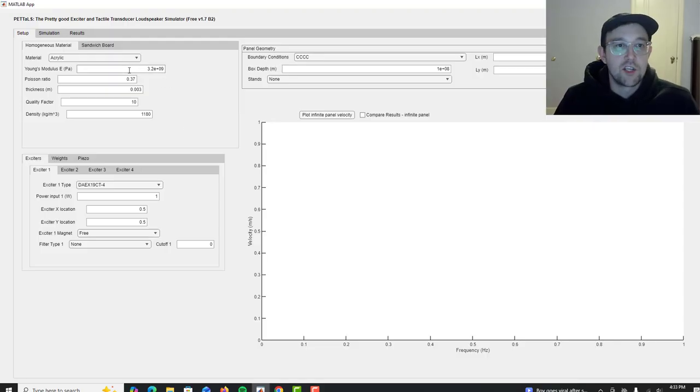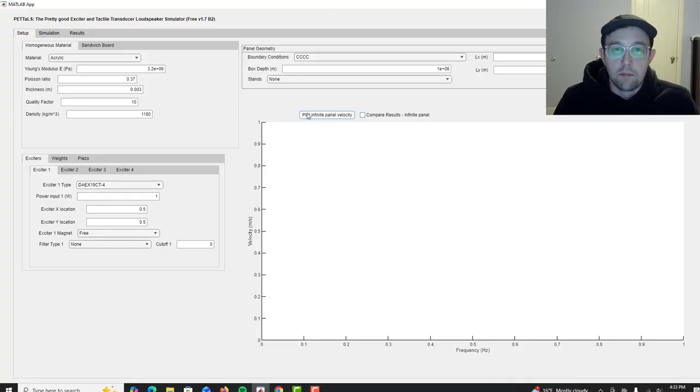So, I'm not going to change anything on any of these tabs just to keep it simple. I'm going to run the default simulation that comes up when you start the program, which is an acrylic panel. So acrylic is plexiglass. It's clamped at all 4 edges. It's got no box, or an infinitely large box behind it, no stands. It's about 23 centimeters wide, 35 centimeters tall, and it's got a single DAEX19CT4 exciter right in the middle of it.